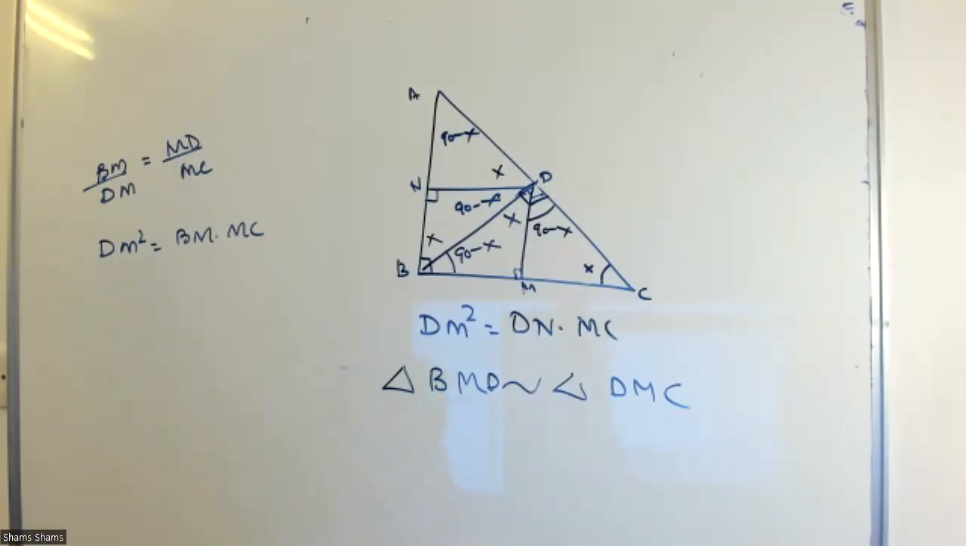Okay. Then, BM by DM equal to MD by MC. In similar triangles, corresponding sides are proportional. Therefore, DM square equal to BM into MC. Okay. But BM equal to DN. So we got DM square equal to DN into MC.